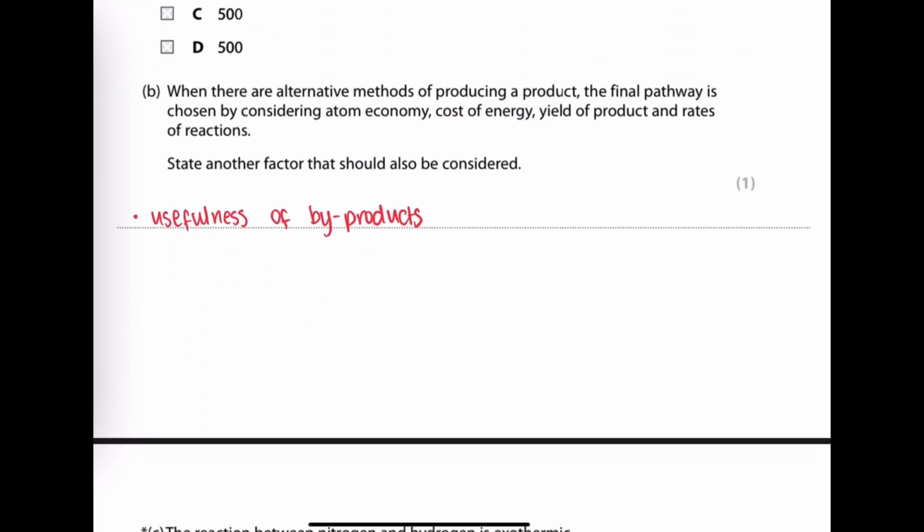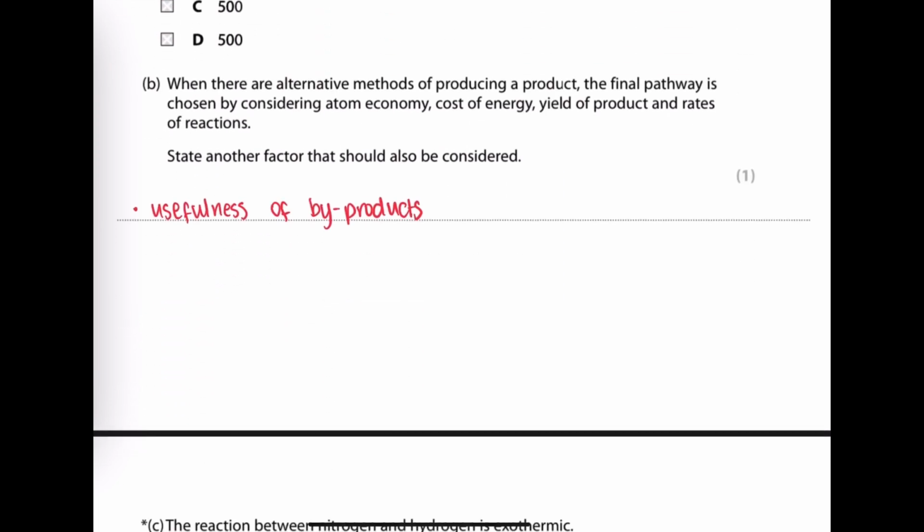B. When there are alternative methods of producing a product, the final pathway is chosen by considering atom economy, cost of energy, yield of product, and rates of reaction. State another factor that should also be considered. So because we know that when we do it, it doesn't always mean that we're going to get one product. Sometimes we get the product that we desire, and we have waste products, which is here atom economy. So we can see what the usefulness of the byproduct is. The more useful it is, the more we might want to do it, because we get this other product that we can also generate income from.